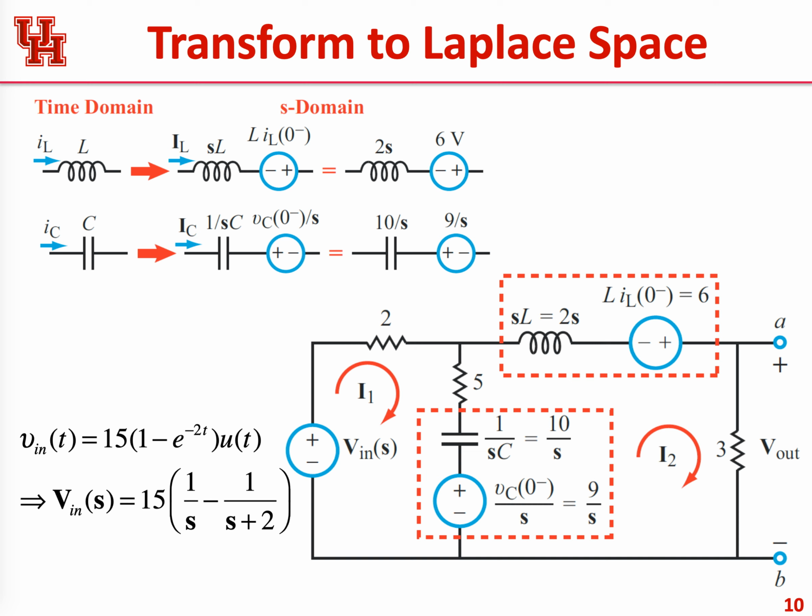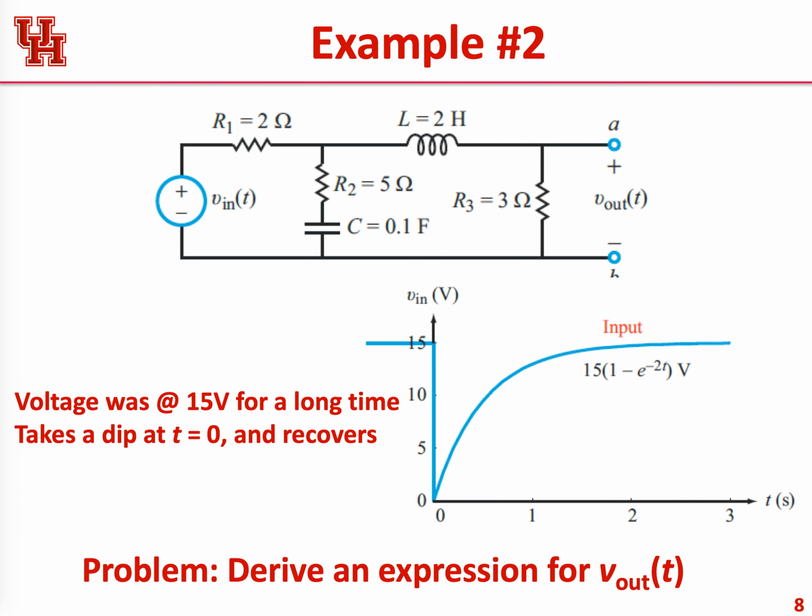And then in the original circuit, we had a 3 ohm resistor here, and that's going to go there unchanged, just like that. And this is going to be our output voltage, plus, minus, like that, and we're going to write this as V out of S.